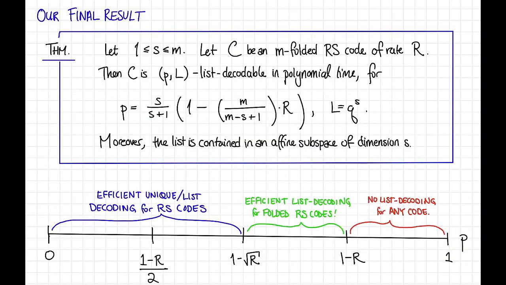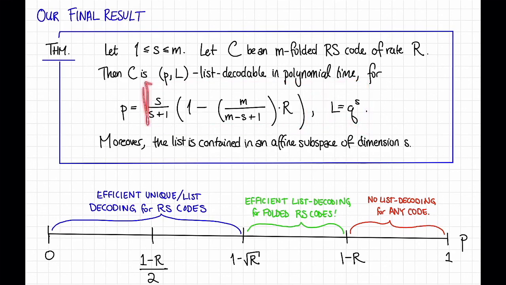So this is just the theorem statement that we had before. It says that we can list decode an m-folded Reed-Solomon code C of rate r in polynomial time up to radius p, which is equal to this, and up to list size L, which is equal to that. So we just saw why L is equal to q to the s.